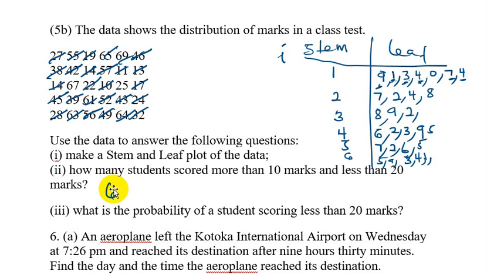Find the probability of a student scoring less than 20 marks. If it's less than 20 marks, means 20 is not part. So it's 1, 2, 3, 4, 5, 6, 7. So it is 7 of them. So 7 over the number of students. So how do we get the number of students? The number of students is 30. Okay. If we count all the numbers here, that is the number of students. So 1, 2, 3, 4, 5 by 1, 2, 3, 4, 5, 6. So that is 30. So that one also gives us 7 over 30. Okay.